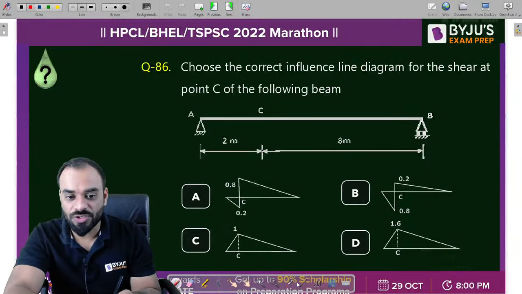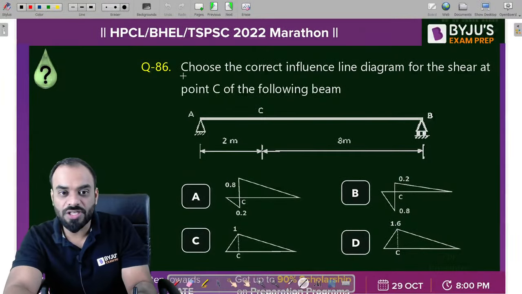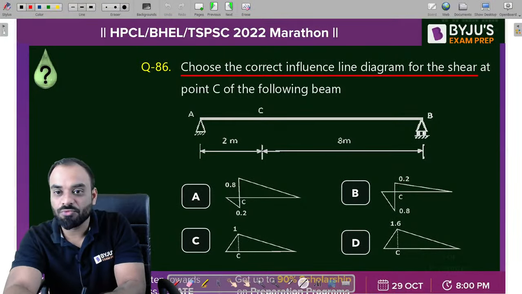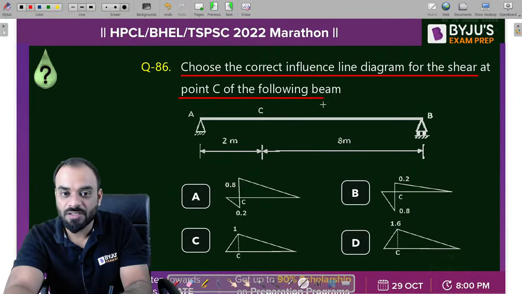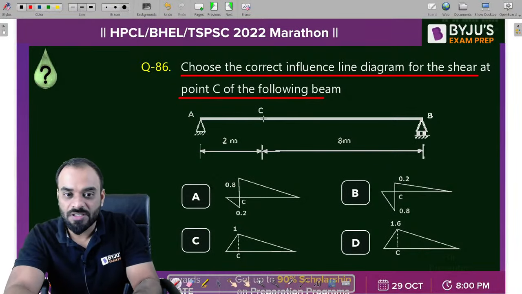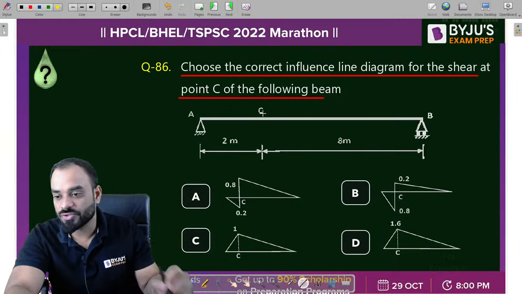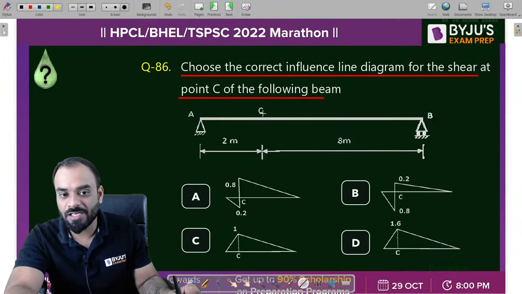Let's move to the next question. Choose the correct influence line diagram for the shear at point C. You can see here guys, this is point C. So you need to draw the ILD for shear force. ILD for shear force.